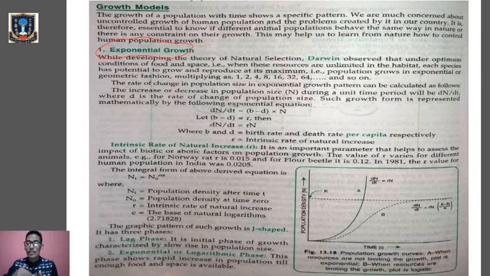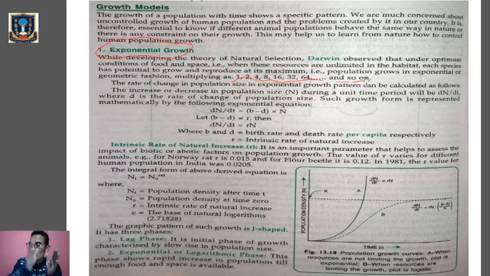They will usually multiply in a geometric fashion. That means they multiply from 1 to 2, then from 2 to 4, 4 to 8, 8 to 16, 16 to 32, 32 to 64, and it will keep on increasing, and so on. This is called the geometric way of increasing populations under exponential growth, because here the resources are unlimited.